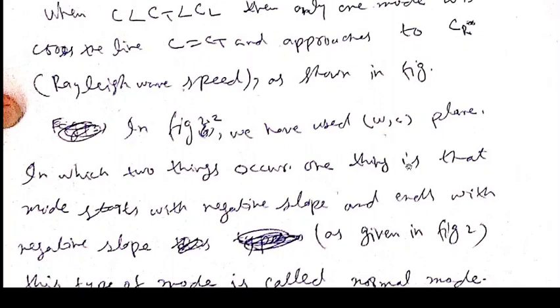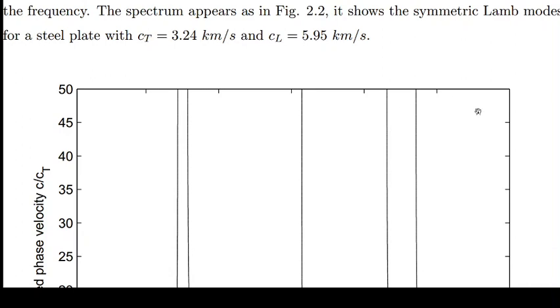In this plane, when we plot the dispersion curves, we have two things. One thing is that modes start with negative slope and end with negative slope. What does this mean? Let's see here in 2.2. To investigate the behavior of the Lamb mode, we plot C as a function of frequency. The spectrum appears in this figure. It shows the symmetric Lamb modes for a steel plate. These are the values of CT and CL for the steel plate; if you divide CL by CT, you will have 1.83.